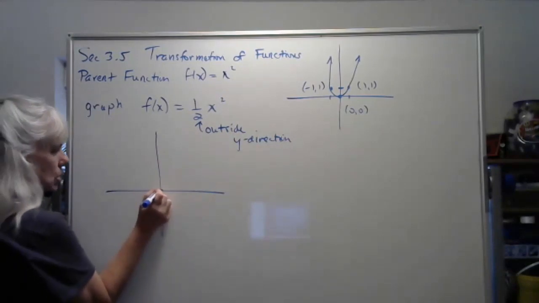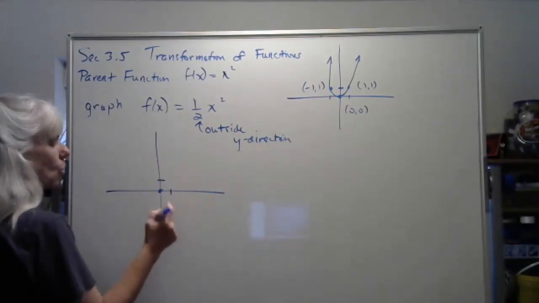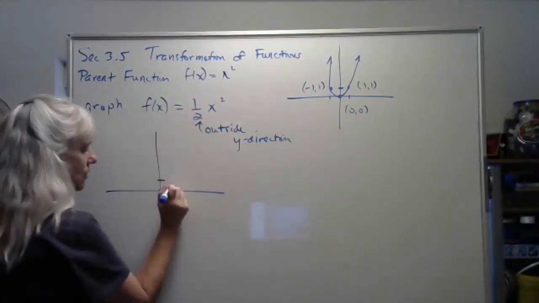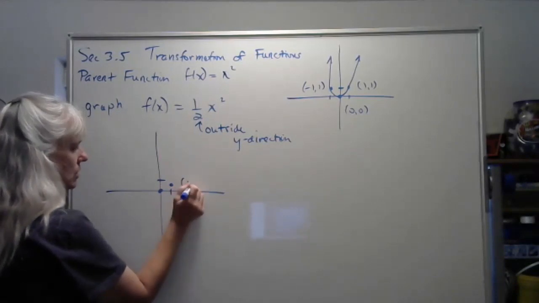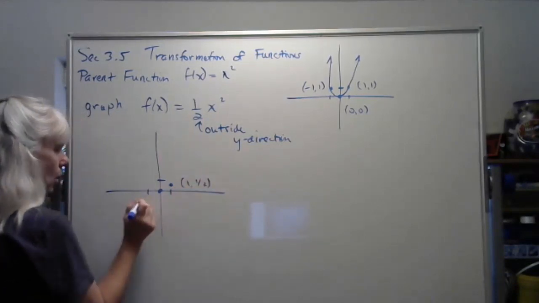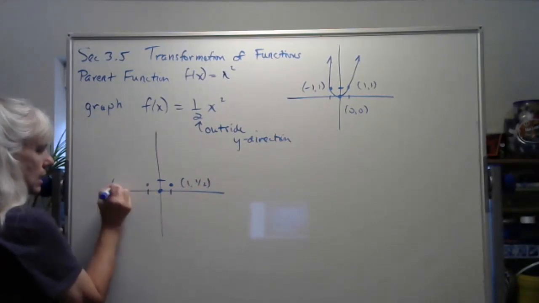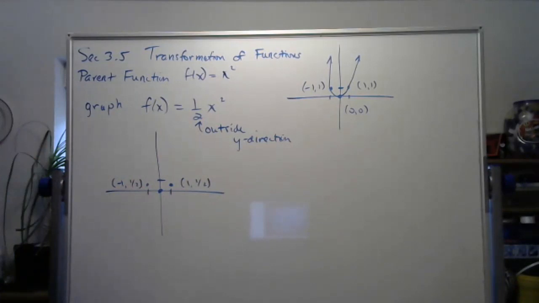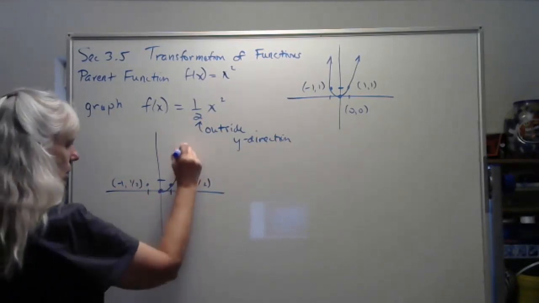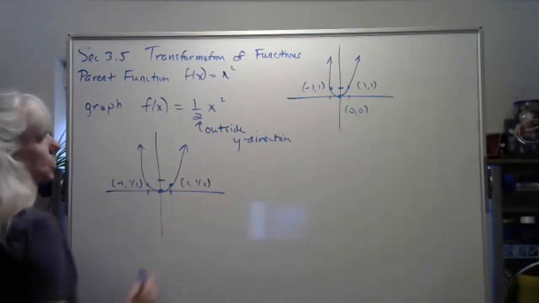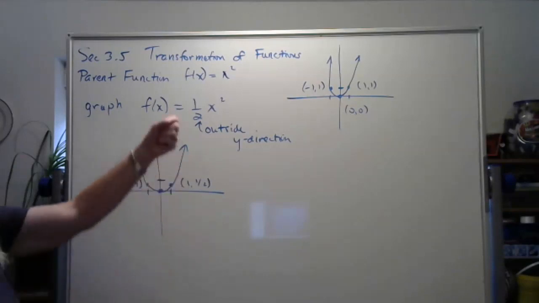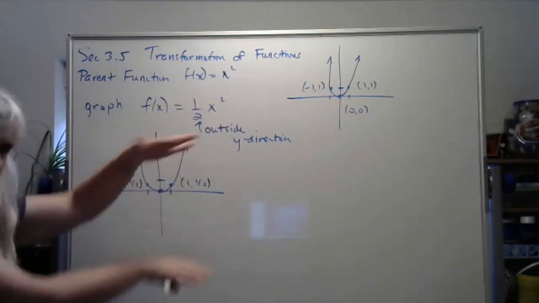Okay, 0, 0 doesn't get changed no matter what I do. But the point that was at 1, 1, what we're going to do is take our 1, square it, we get a 1, but multiply it by 1/2. So it got cut in half. So this is the point 1, 1/2. When I plot on the other side, I'm going to see the same thing happening. When I plug in a -1, I'll get a positive 1/2 as the output. So those points that were 1, 1 and -1, 1 are now down at 1, 1/2 and -1, 1/2. So instead of stretching this thing, we've compressed it.